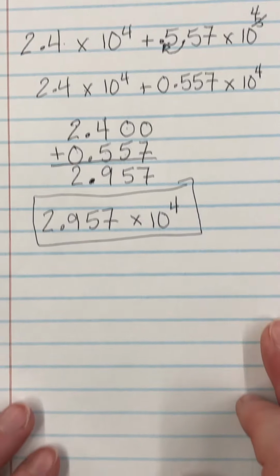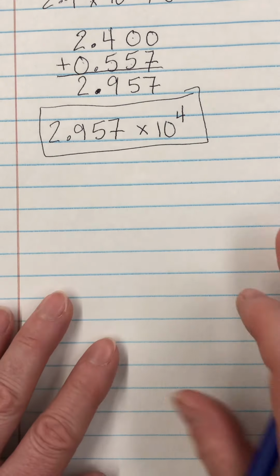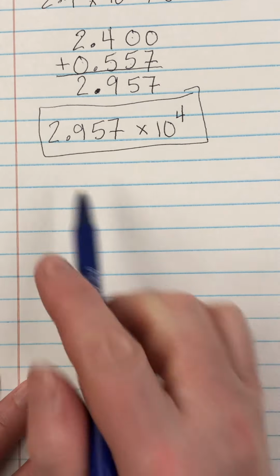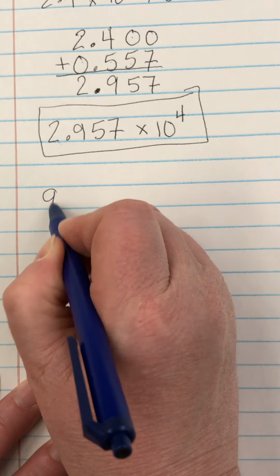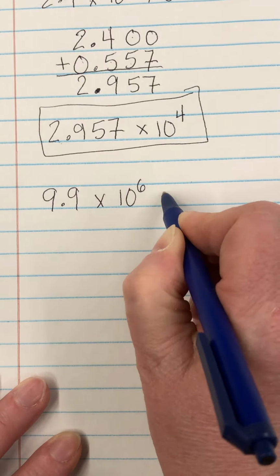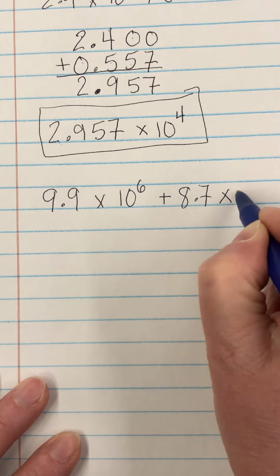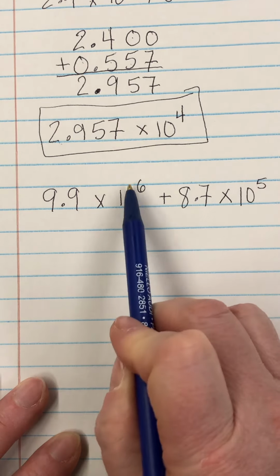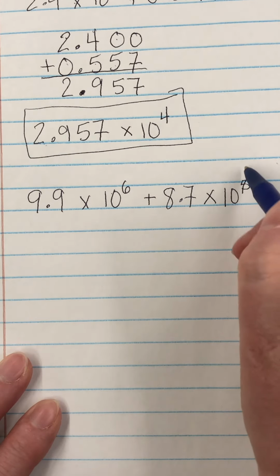Now let's say you add or even subtract, and you get something that either has a 0 here or has a 2-digit number here. And I'll show you subtraction in a minute. So let's add something that is going to go above a 1-digit number here. So let's say I have 9.9 times 10 to the 6th power. And I'm going to add that to 8.7 times, let's say 10 to the 5th. So again, these are not the same. So I need to change the 5th and bring it up to the biggest one, which is the 6th power.